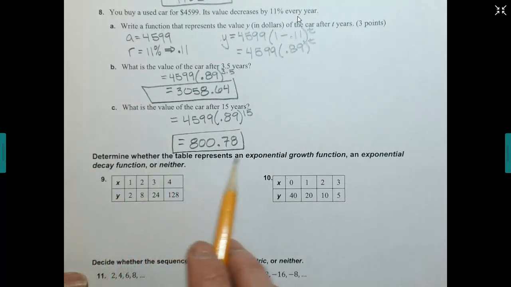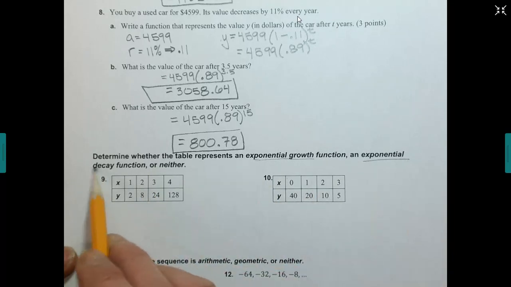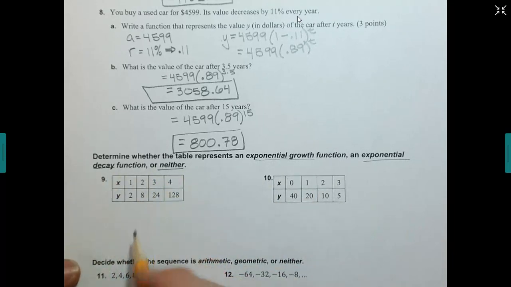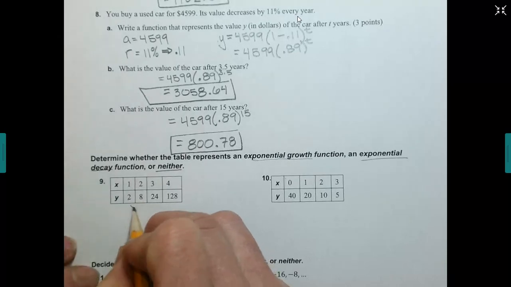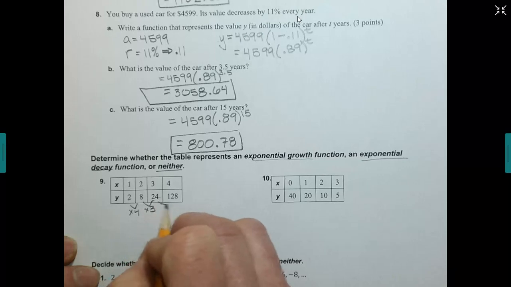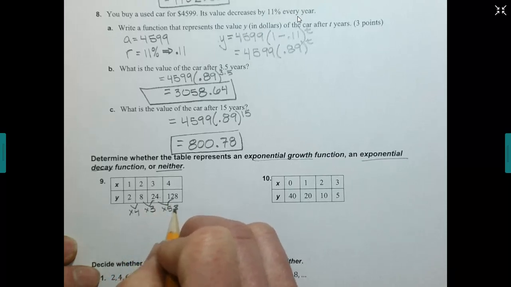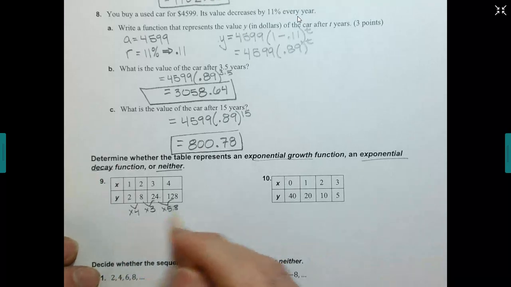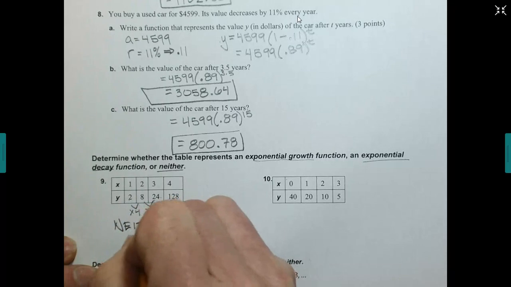Determine whether the table represents exponential growth, exponential decay, or neither. So 2 to 8, that would be times 4. 8 to 24, that would be times 3. Oh, that'd be times 5.3. Yeah, there's no consistency there. That is neither.